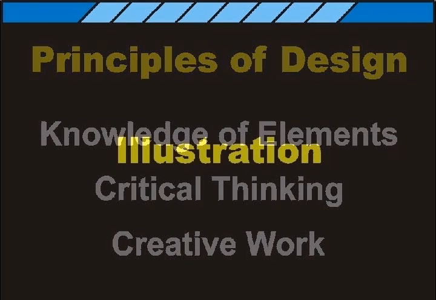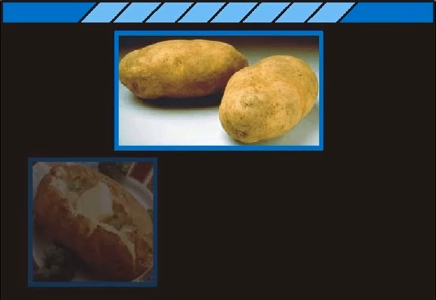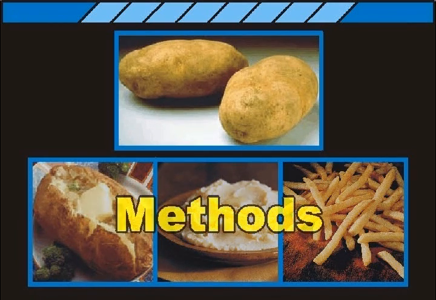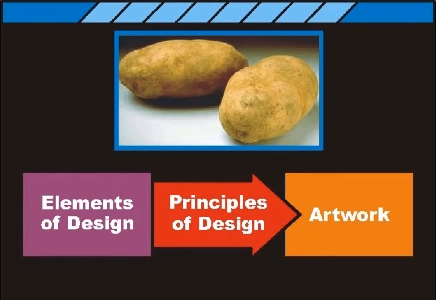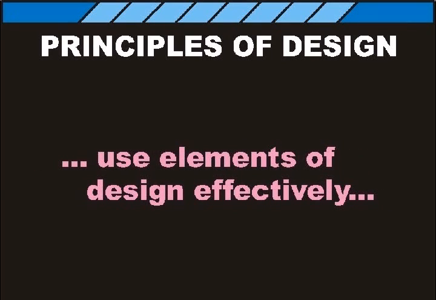We can use an illustration to understand how artists use principles of design. We can enjoy potatoes by baking them, mashing them, or frying them. Therefore, baking, mashing, and frying are methods that can be applied to raw potatoes so that we can use them more effectively. Similarly, principles of design are methods or guidelines for using elements of design. We can apply the principles of design to the elements of design so that they can be used more effectively.